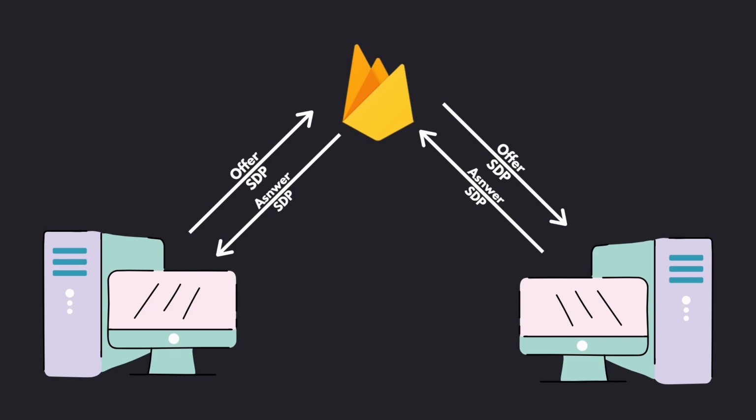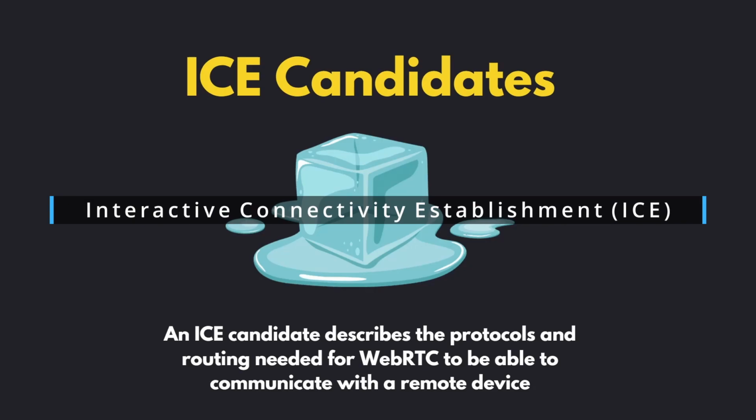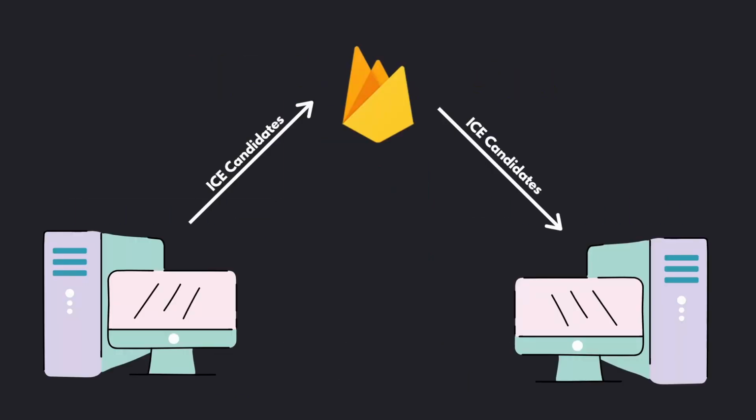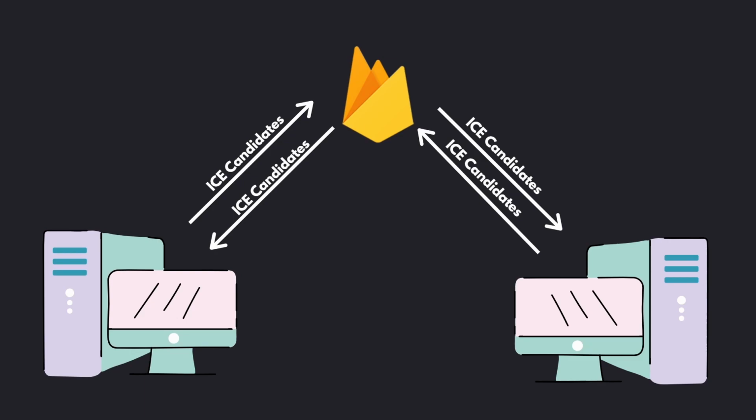While this is being done, there's another term which I want you guys to know, which is called ICE candidates. It's another set of data which contains the information about your network over which the data has to be transferred. So ICE candidates are created and sent to the second computer, and then the second computer creates another ICE candidates and sends it to the first computer through the signaling server.